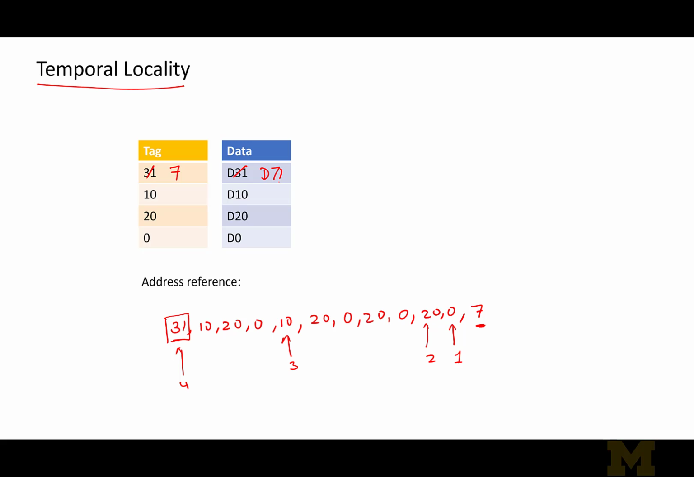Now let's say I get another new address 8. Now 31 is out of the cache, so it is out of the picture. Now these numbers would change after I have brought in 7. So 7 would be the most recently used address, 0 would be the second most recently used address, 20 would be the third most recently used address, and now 10 would be the least recently used address, and therefore I would have to pick 10 as a victim and replace it with the address 8.